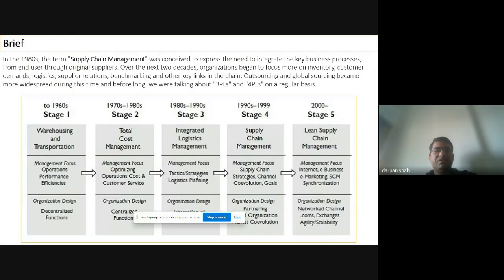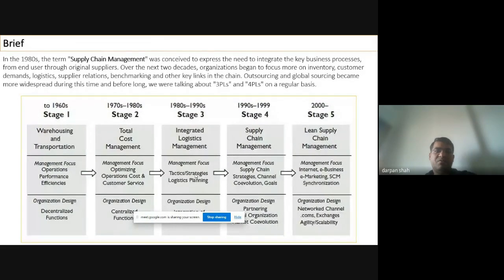So just to brief the team about the basics of supply chain management, the term supply chain management was conceived long back in the 1980s. It was conceived to express the need to integrate all the key business processes that are required for an organization to function clearly.